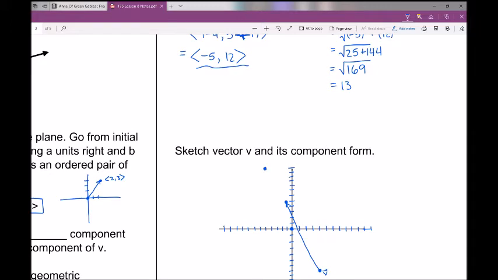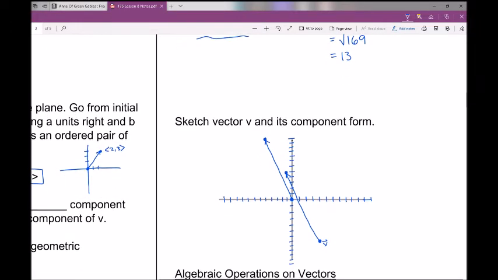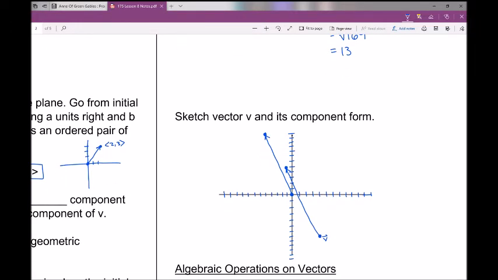And what you notice is that we get a vector that looks exactly the same as vector v. It's just instead of being at some arbitrary point in the plane, it starts at the origin and it goes off somewhere. Okay? So that is the difference between a vector and the component form of a vector.